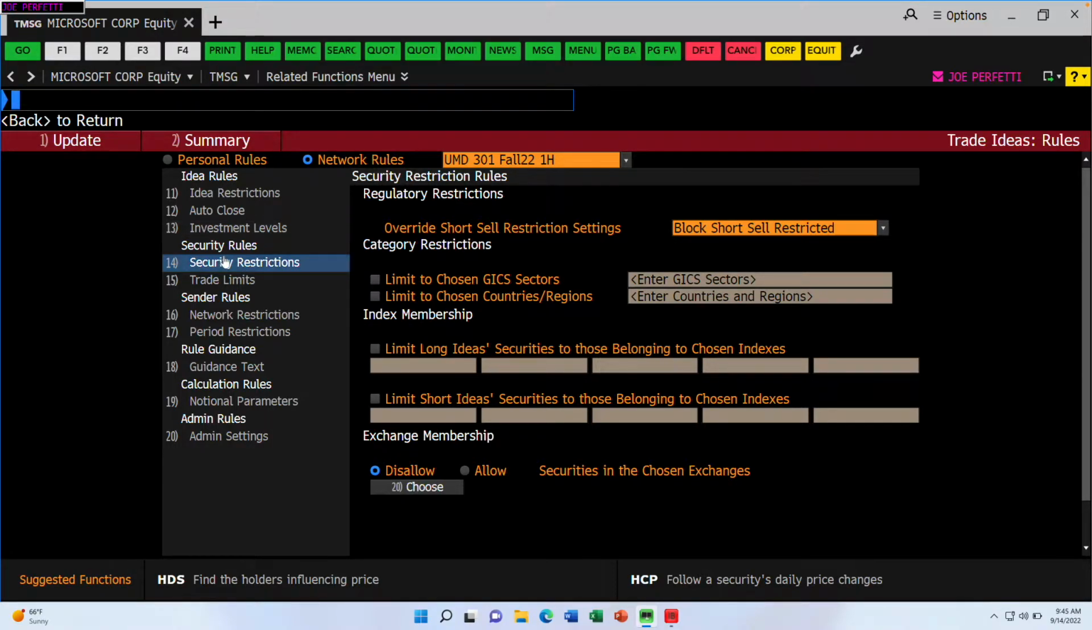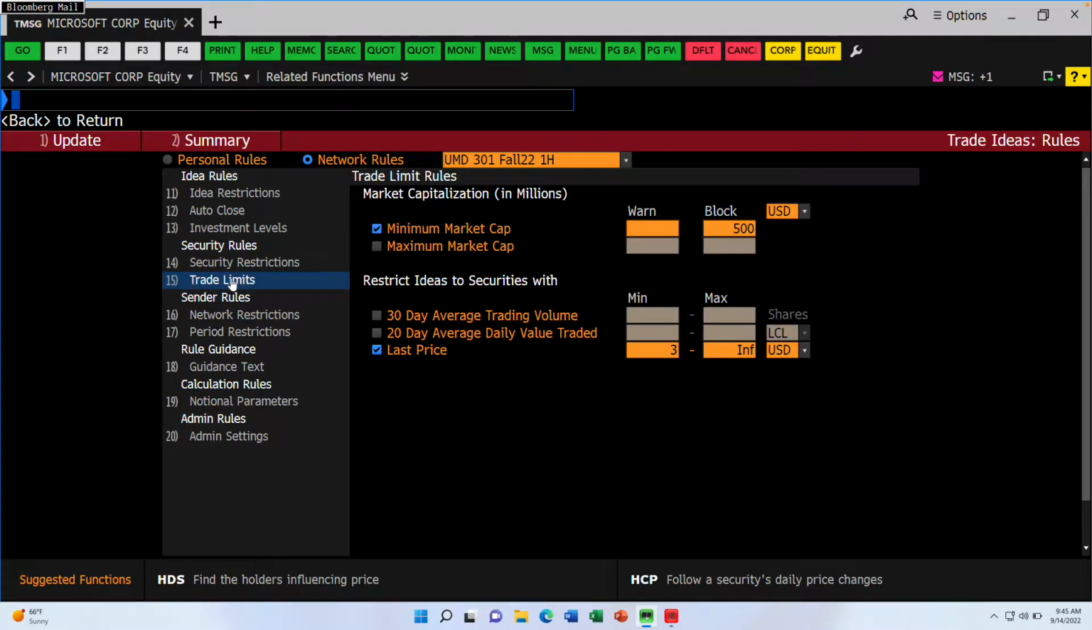Now, security restrictions, I also allow you to do ETFs. I consider an ETF a stock. All right, so if you want to go to a triple levered ETF, have at it, okay? But nonetheless, you can go stocks or you can go ETFs.